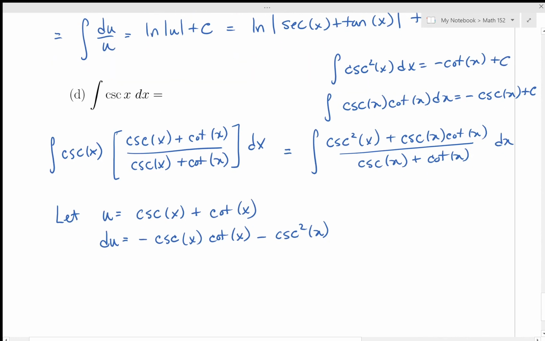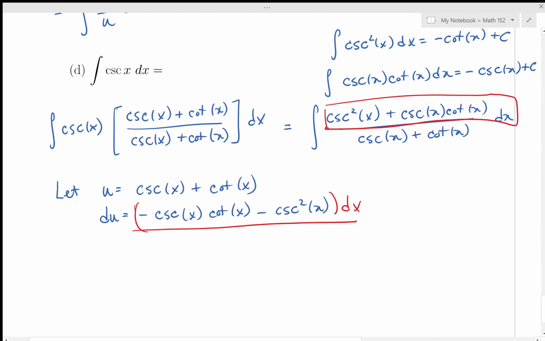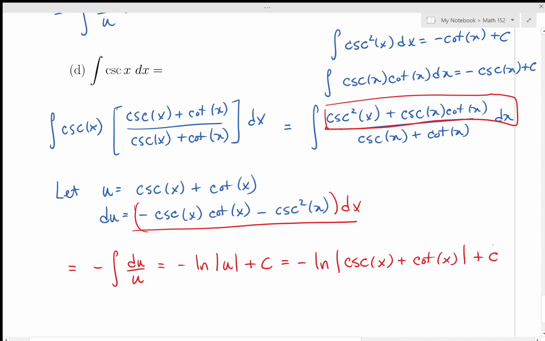And I see that, oh goodness, that is good news, because this thing here, oh, let's get the dx on there, and then that whole thing there is just the negative of this here. So that is really good news. So I can then do that substitution. I get minus the integral of du over u, and then I get minus log absolute value of u plus c, and that is minus log of cosecant x plus cotangent x plus a constant.